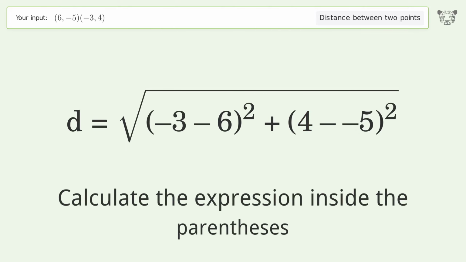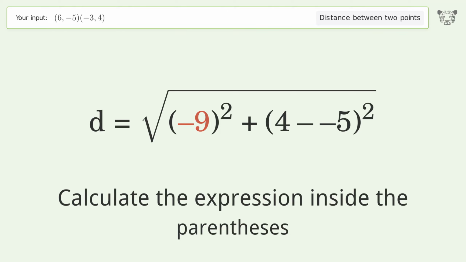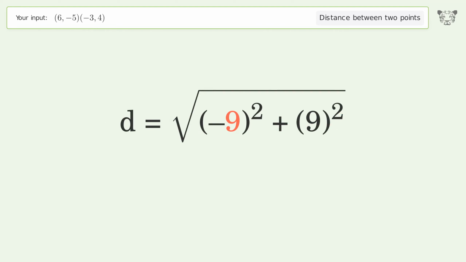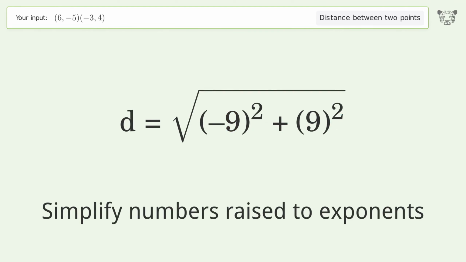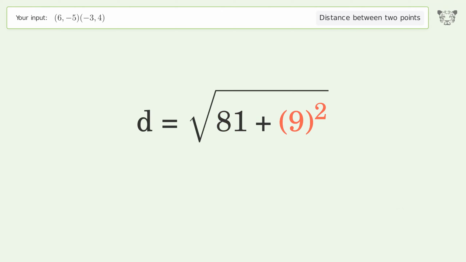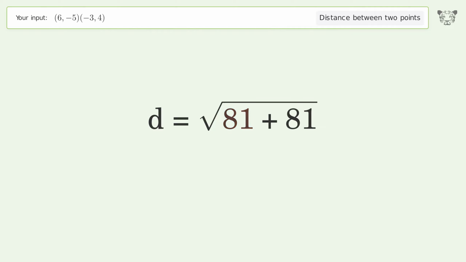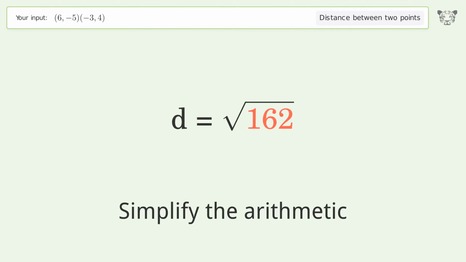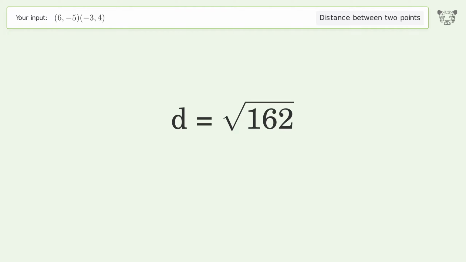Calculate the expression inside the parentheses. Simplify numbers raised to exponents. Simplify the arithmetic. And so the distance between the 2 points is the square root of 162, or 12.728.